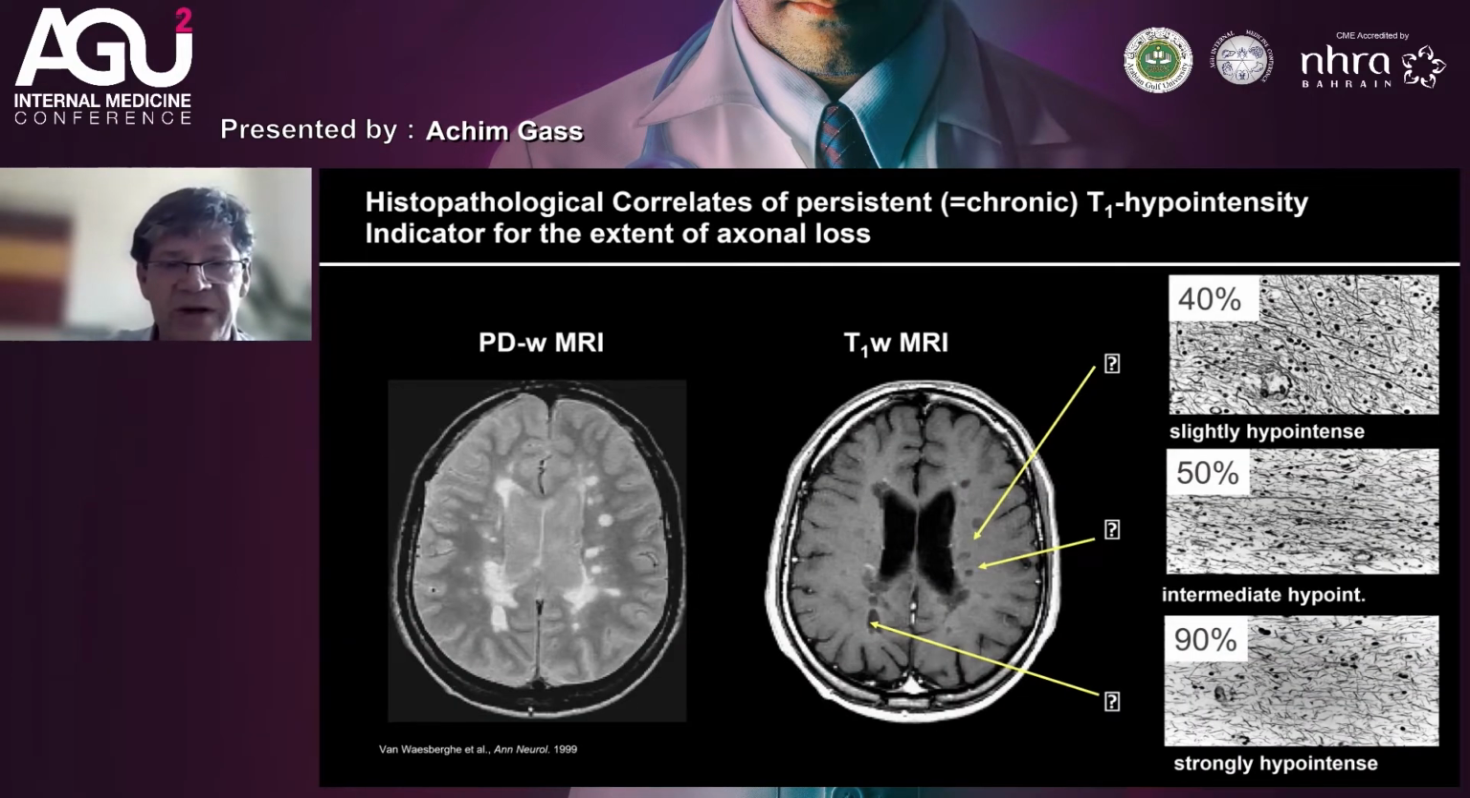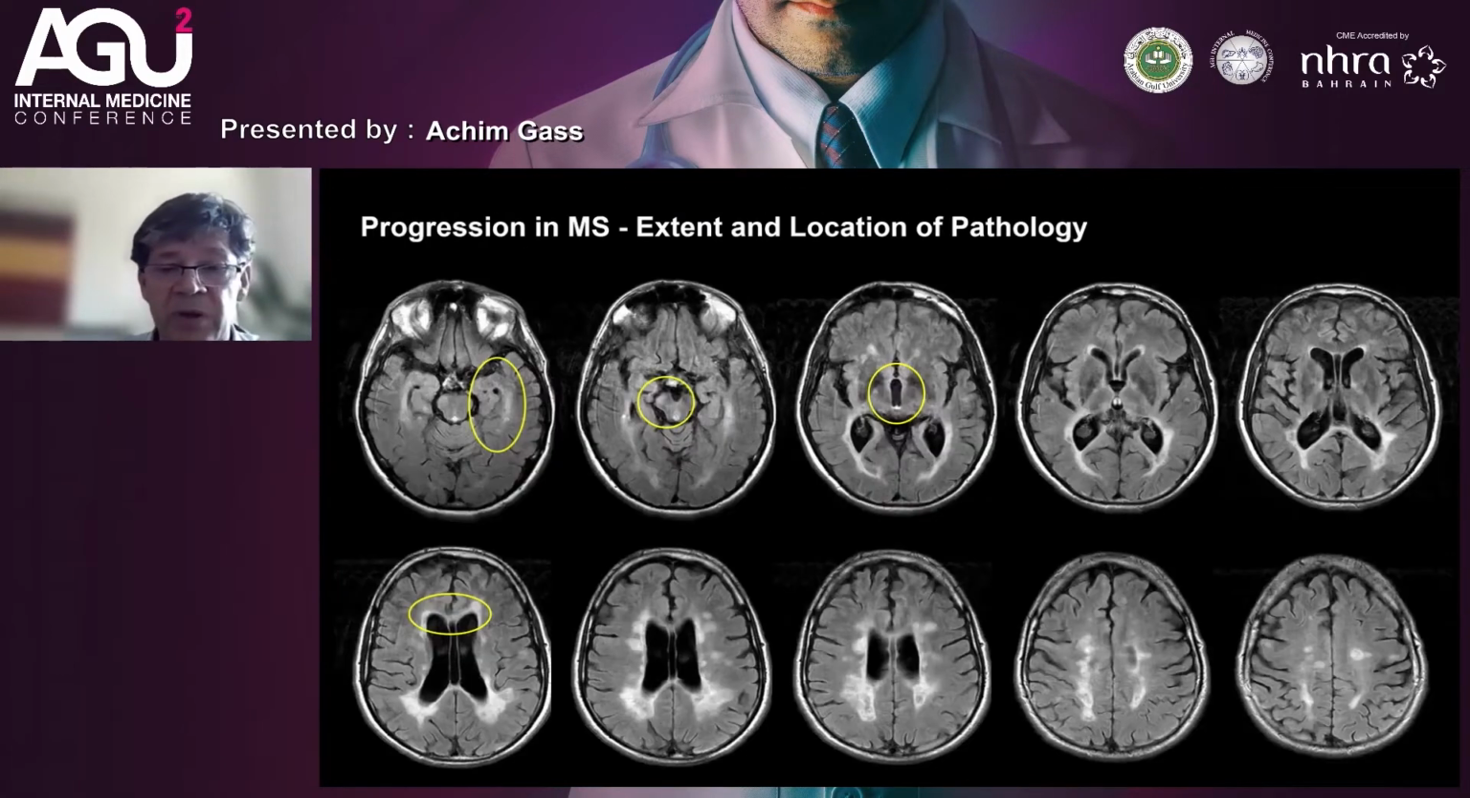Here you see next to each other a proton density weighted and a T1 weighted image, and on the T1 weighted image you can see different degrees of hypointensity. The lesion that is the darkest has the strongest tissue matrix destruction, while there are many lesions that show very mild changes. So this is both important to see the severity of the tissue destruction, and it can be helpful for the differential diagnosis.